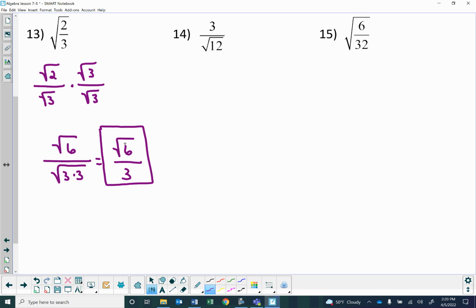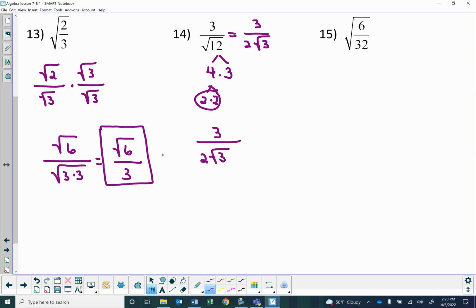Number 14, 3 divided by the square root of 12. Now there's two ways to do this. One I consider to be much more difficult than the other. I look at 12 and my brain says, wow, that's 4 times 3. Okay, I know that 4 is a perfect square, so I'm going to simplify the square root of 12 first. Since this is 4 times 3, this 4 becomes 2 times 2, so that's 2 root 3. So now I have 3 divided by 2 square roots of 3.